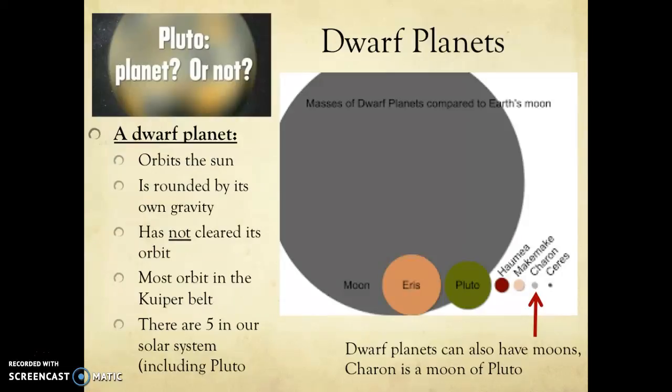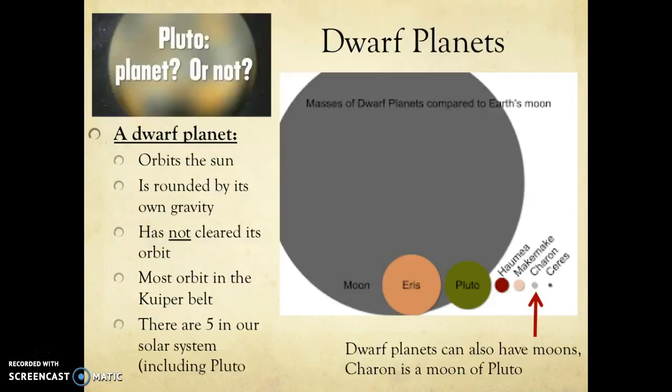So, dwarf planets. The most famous dwarf planet would be Pluto. And Pluto is the most famous because Pluto was once considered a planet. Now, a dwarf planet is very, very similar to a regular planet. It orbits the Sun, has enough mass to have been rounded by its own gravity, but it has not cleared its orbit. So that means there's still stuff in its general area. So it's not all by itself with just a couple of moons orbiting around it. There's other stuff there in its general area.